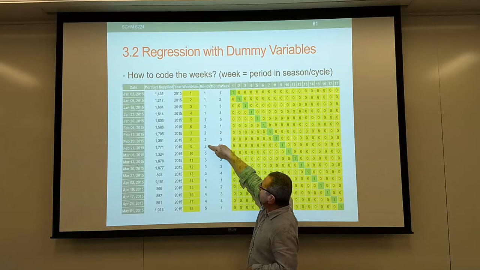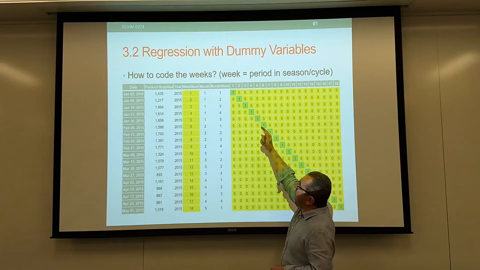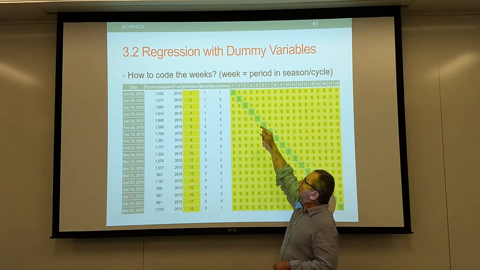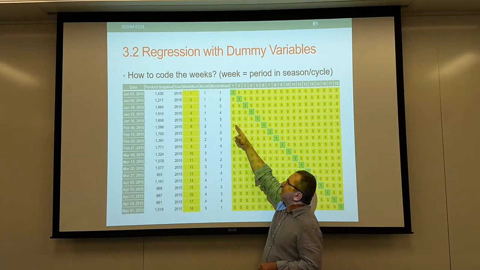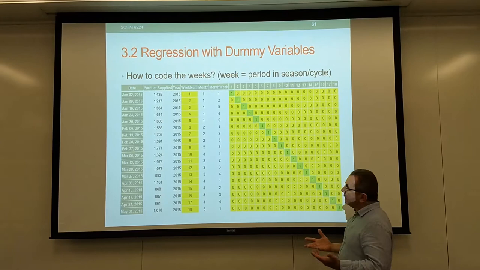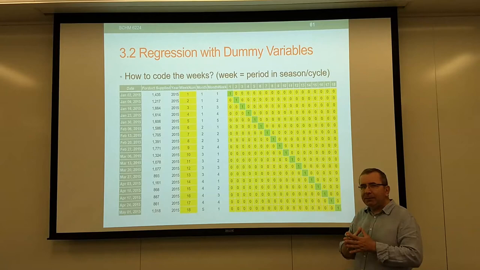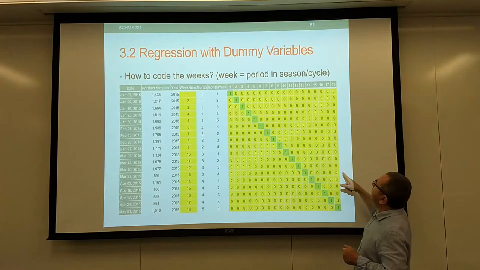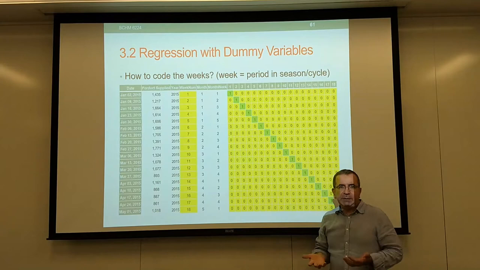You have month 1, month 2, month 3, month 4, and then in each month you can have 4 or 5 weeks. So week 1 of month 1, week 2 of month 1, 3 of month 1, 4 of month 1, 5. So these are the weeks 1, 2, 3, 4, 1, 2, 3, 4, etc. One thing you can do here is define a dummy variable for each week, 1 through 52. So you will have 52 dummy variables, one for each week.